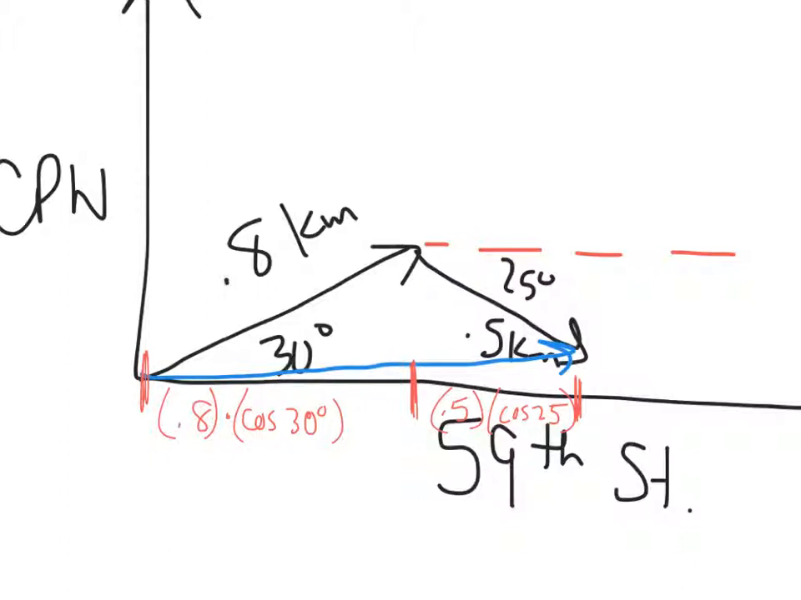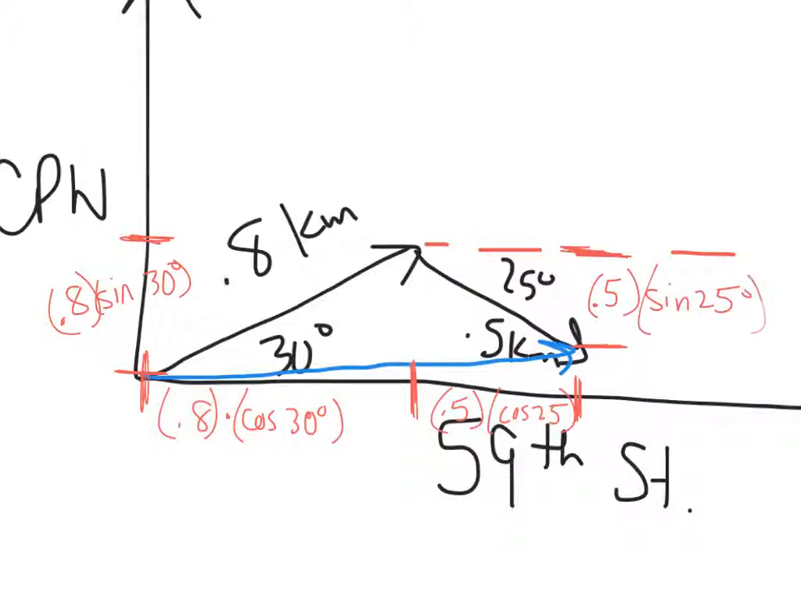So first we have to look at the vertical components. The vertical component of this is from here to here. How do we get that? We take 0.8 times the sine of the angle, and the angle happens to be 30. Now, we also want to figure out what the y value, or the y component of the other vector is. Well, that's going to be from right here to right here. And that value is going to be 0.5 times the sine of 25 degrees.